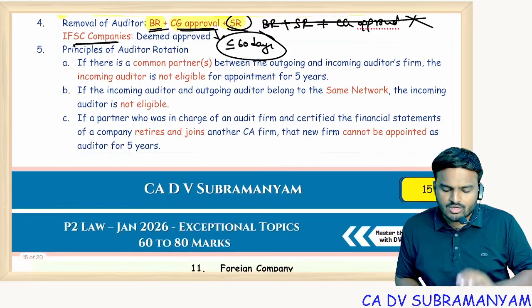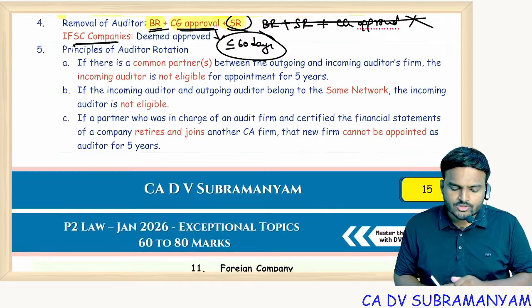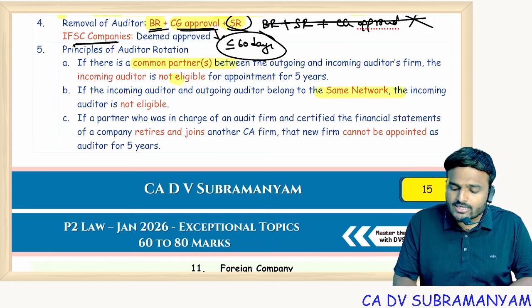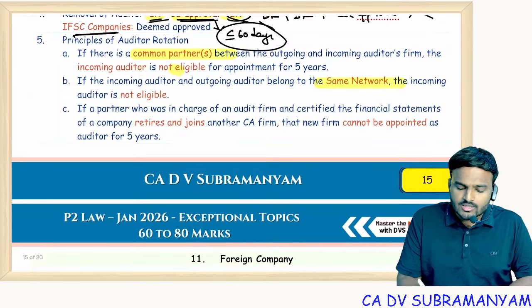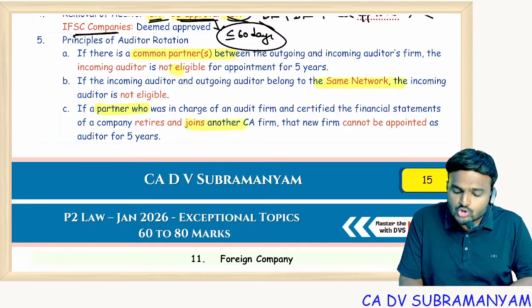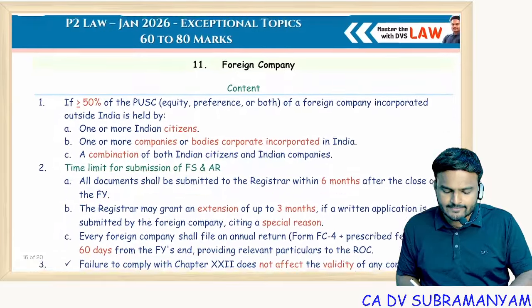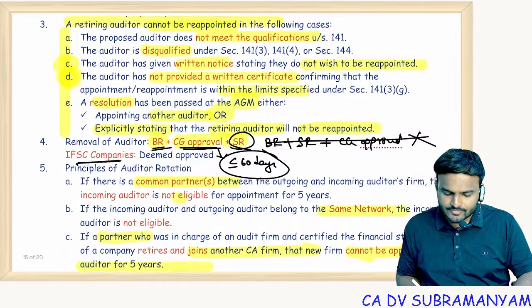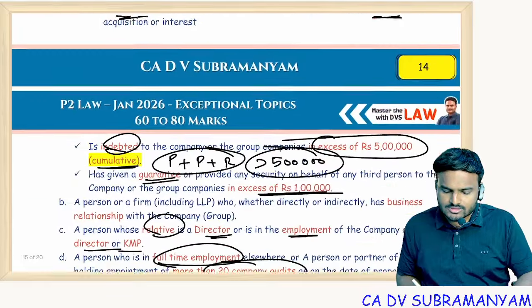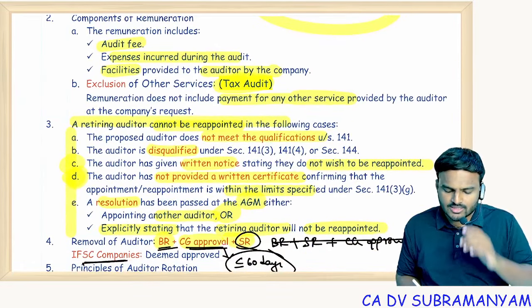Next one, auditors rotation. Common partners disqualified. Next one, operating under same network disqualified. If a partner resigns from the outgoing firm and joins the incoming firm also disqualified. So these are the exceptional points in my opinion.